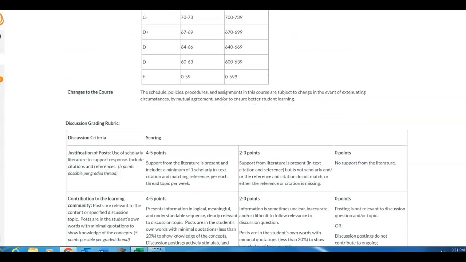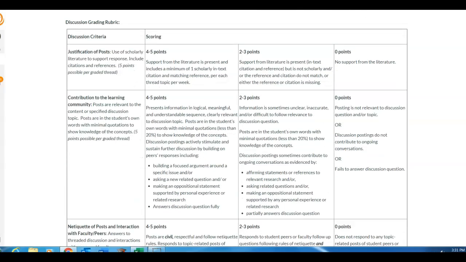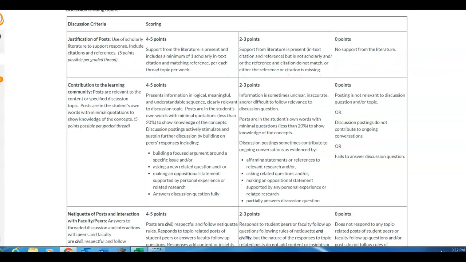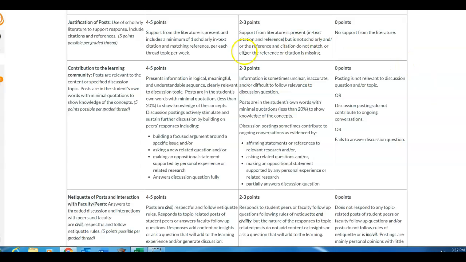The discussion rubric is as follows, and in this part, this pretty much looks at if they've cited the material, included a citation and reference. Occasionally they will miss a citation and they would lose 3 points. Usually we take 5, 3, and 0.